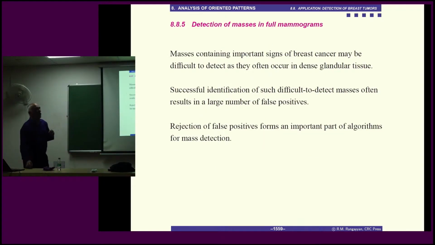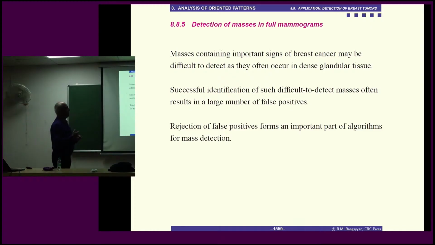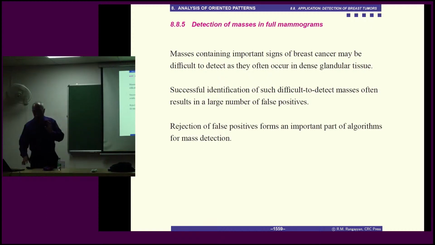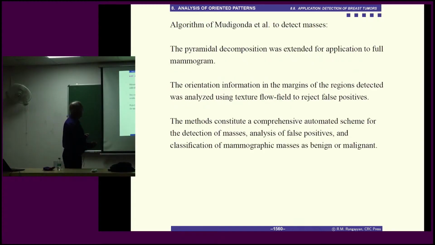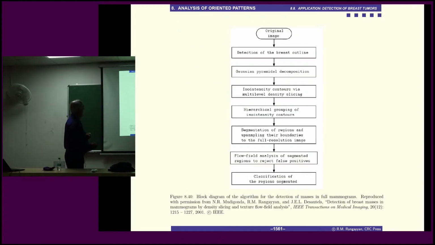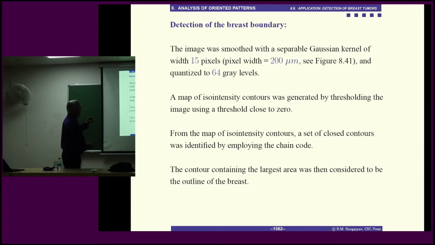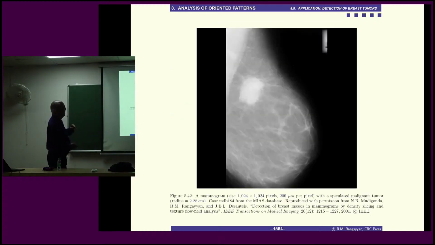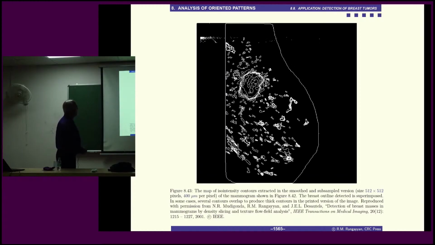Now, to detect masses in full mammograms, we need to do a little more. What I showed was how it works on segments containing masses. First, we do detection of breast boundary. You have seen that. So that's the image. Now, this tumor is fairly large. Anyone can see it. But I'll show other examples. The breast boundary, and these are iso-intensity contours.